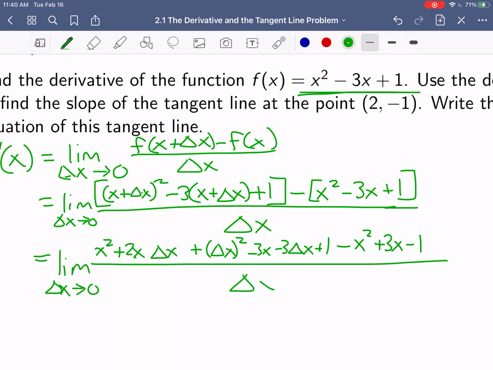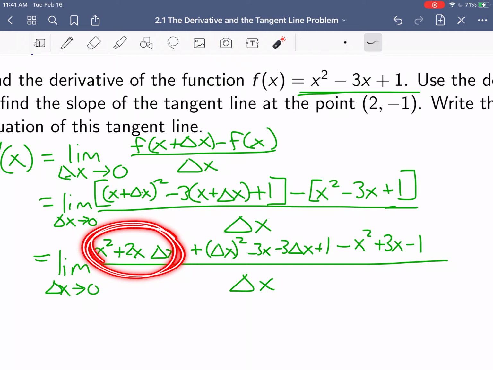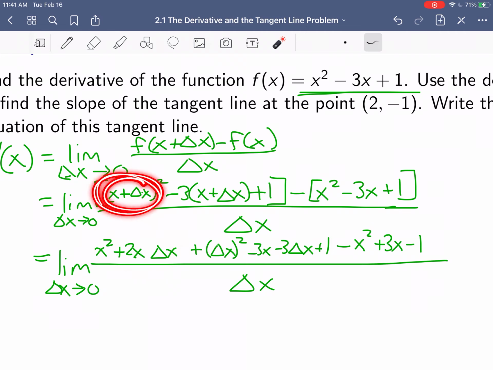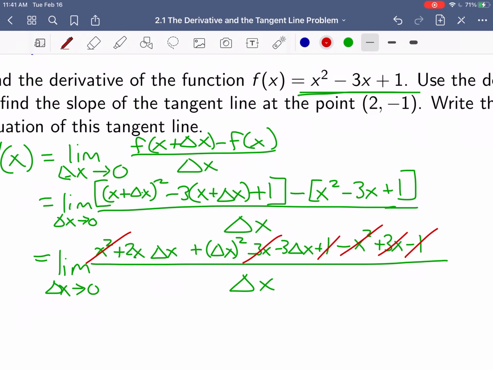delta x. Now some really nice things happen on top, right? So that x squared plus 2x delta x plus the delta x squared, that all comes from FOILing out x plus delta x squared. So that's some algebra stuff you might want to take a look at. So cancellation, that x squared term cancels with the x squared term over here. The minus 3x cancels with the positive 3x, and the plus 1 cancels with the minus 1.